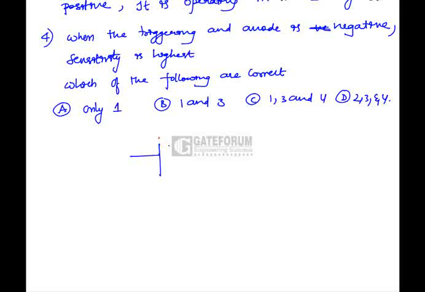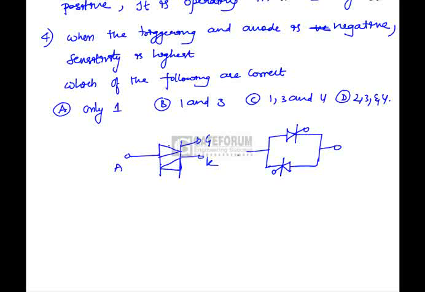A triac is nothing but an anti-parallel connection of thyristors. I can draw the shape of the triac as follows: this is the anode, the cathode, and there will be a gate terminal G. The anti-parallel connection of thyristors is nothing but a triac. I am representing this one as MT1 and this as MT2, thyristor 1 and thyristor 2.